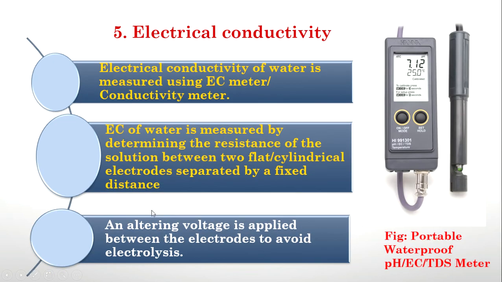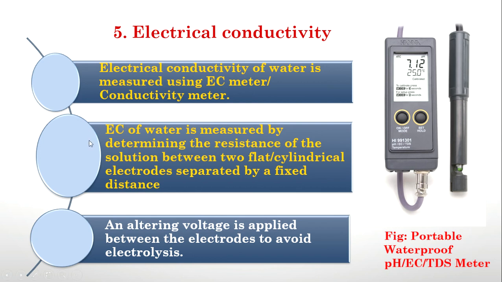The next thing is electrical conductivity. Electrical conductivity is a parameter which shows the salinity of water, and it is measured by using an EC meter or conductivity meter. It has two cylindrical electrodes, and we keep a fixed distance between these electrodes. When these electrodes are inserted in water, we apply a voltage. The resistivity of water between these two electrodes will be noted. So that will give the electrical conductivity.